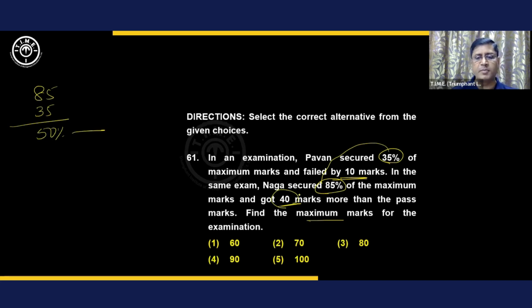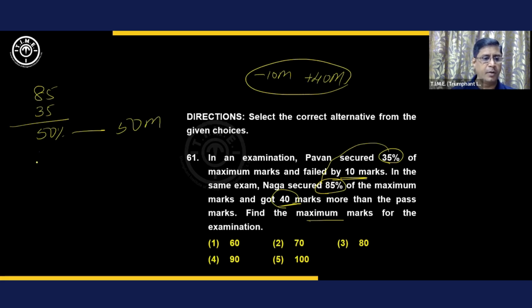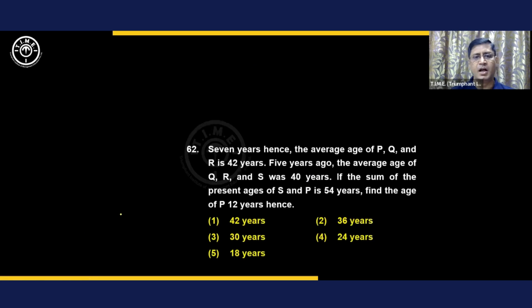Now one scored 40 marks more, the other scored 10 marks less. Minus 10 and positive 40. The difference of these two is equal to 50. 50% is equal to 50 marks, and then find out the 100%. 100% is equal to 100. So the right choice is option number 5. Fifth choice is the right answer.